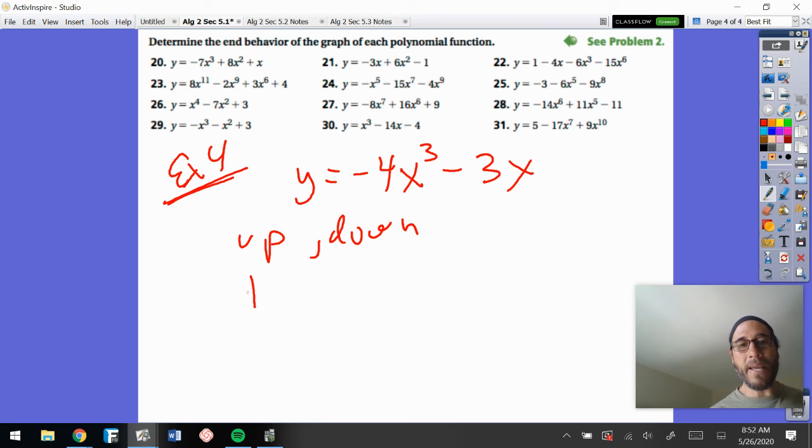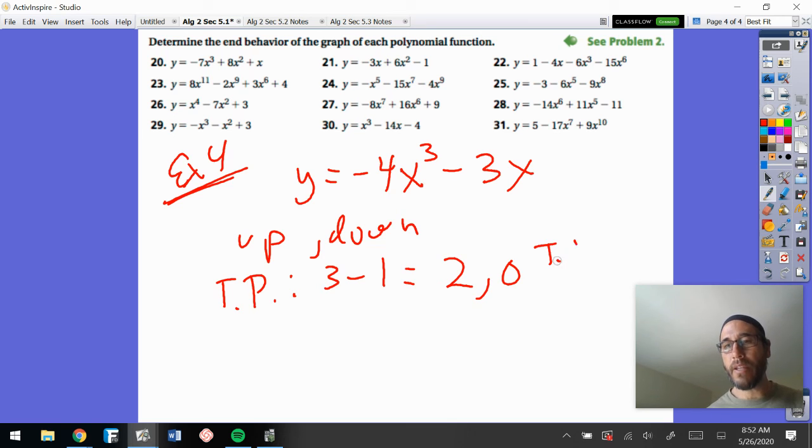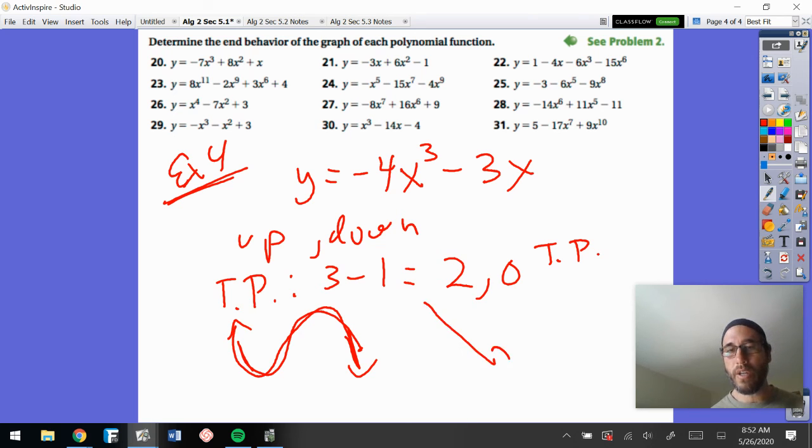And then how many TPs would I have? How many turning points would we have here? Okay, we would have 3 minus 1, which would be you would have 2 or 0 TPs. At most 2 turning points. Okay, so what the heck would this bad boy look like? Well, it's got to start up. It's got to end down. And 2 turning points. 1, 2. Right? Follows beautifully. Or it could just look like that with no turning points. And that's it, class. That is it.